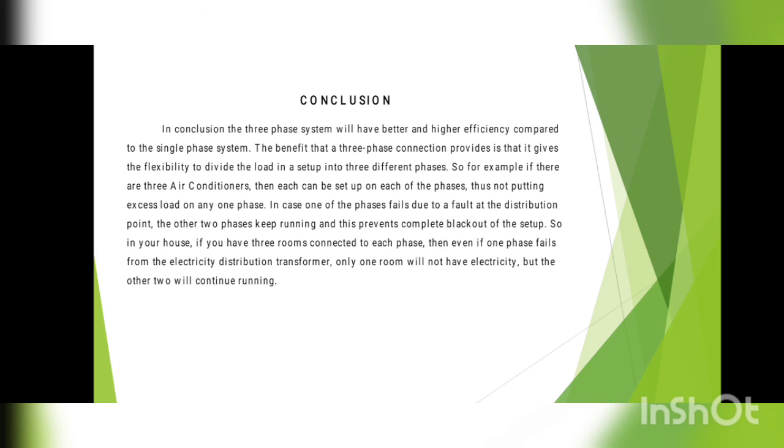In case one of the phases fails due to a fault at the distribution point, the other 2 phases keep running, and this prevents a complete blackout of the setup. So, in your house, if you have 3 rooms connected to each phase, then even if one phase fails from the electricity distribution transformer, only one room will not have electricity, but the other 2 will continue running.